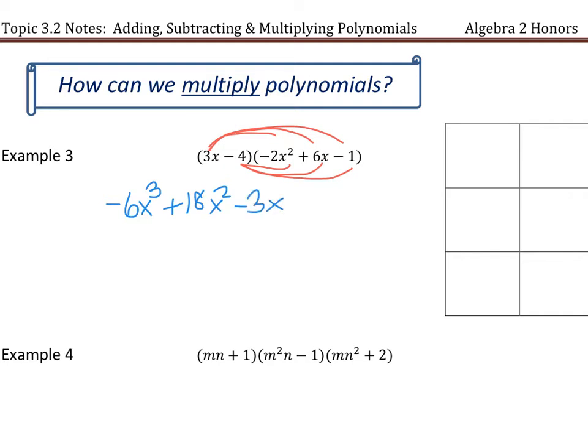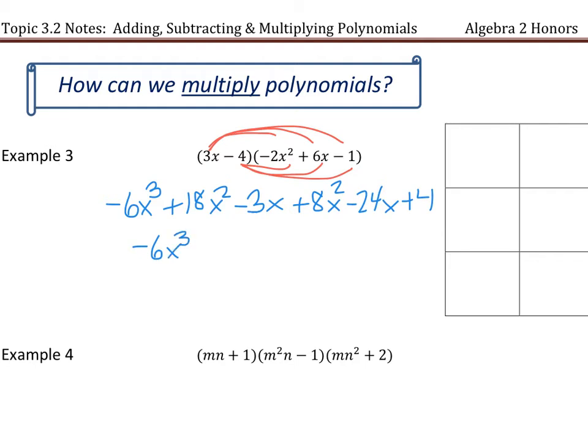And then the negative 4 distributing is going to give you positive 8x squared and negative 24x and then positive 4. So you look for like terms. The first and highest exponent is the negative 6x cubed, and there's nothing to combine that with, so we're going to leave that as is.